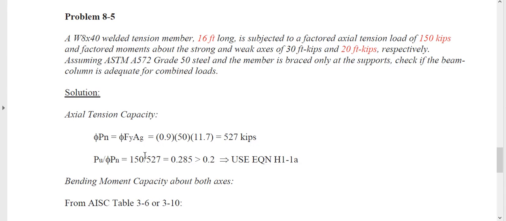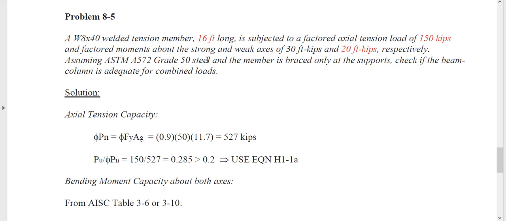We will see one more example on steel column design with bending. So this time, a W8x40 welded tension member. It is a tension member, very important to note. 16 feet long, it's subjected to a factored axial tension load of 150 kips.